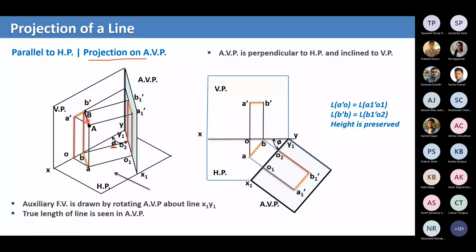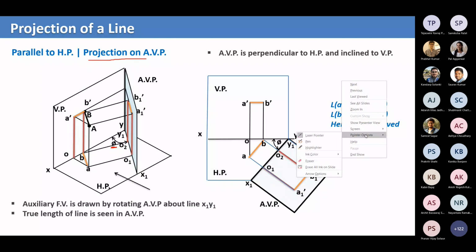Okay. Now this is the projection. Does anyone have any doubt regarding this? I suppose no one has any doubt about how to obtain the auxiliary projection of a line. This line is parallel to HP. We'll see another example which is parallel to VP also. All right, I think there are no doubts.